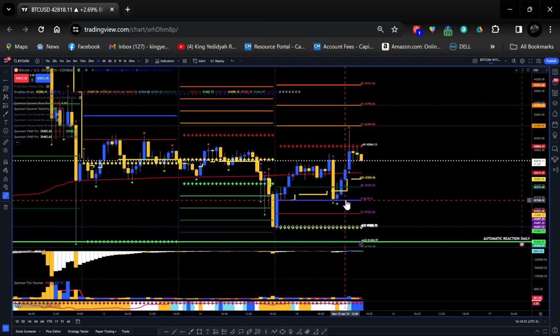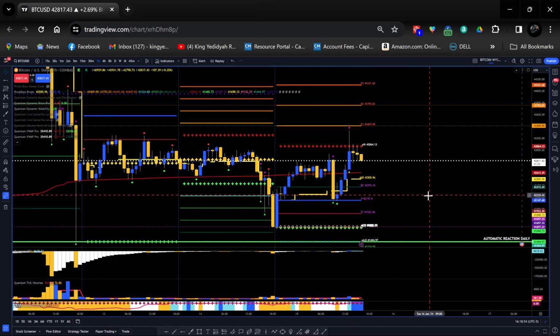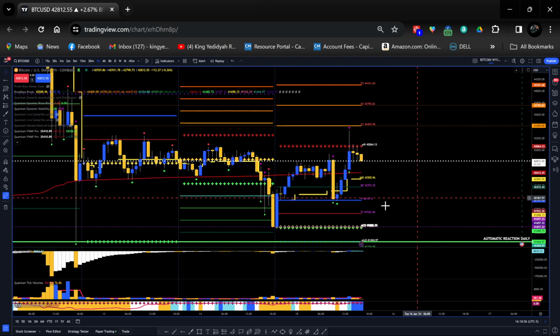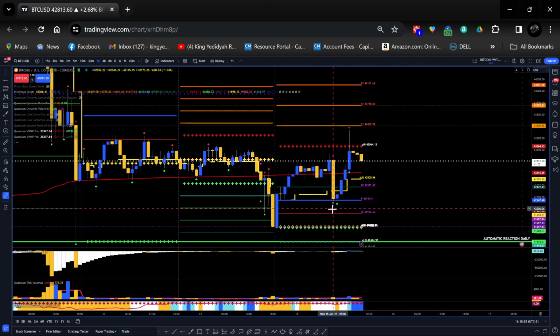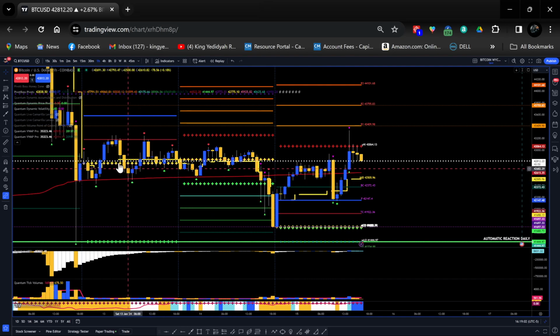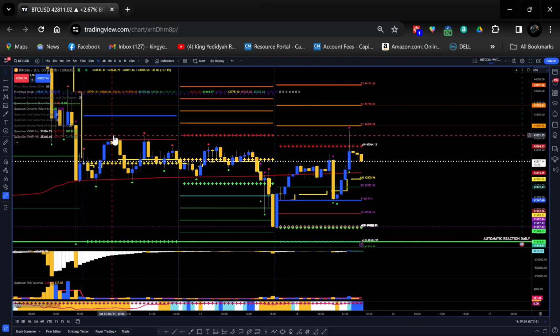Because even if you go back to the 13th, you've got 43,250 was the structure high. So it definitely broke the structure. Yeah, we did. It's not uncommon.